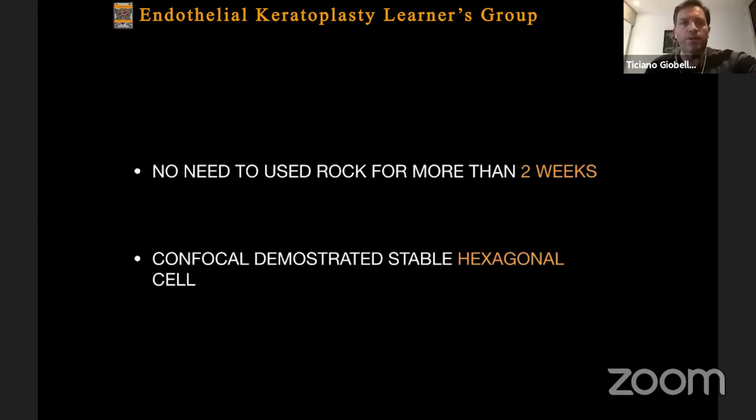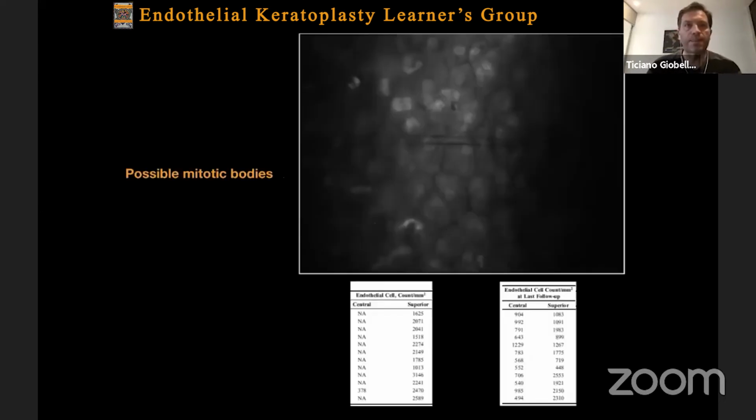Here you can see that they did not need to use the ROCK inhibitor for more than 2 weeks, and confocal microscopy demonstrated stable hexagonal cells. In this study, the observation of possible mitotic bodies on confocal scanning may indicate that some cell division is stimulated by the removal of cell-cell contact inhibition. The downward trends in cell counts, however, suggest that it is still cell migration that is chiefly responsible for healing in these cases.